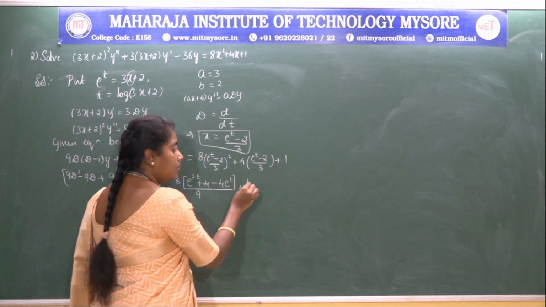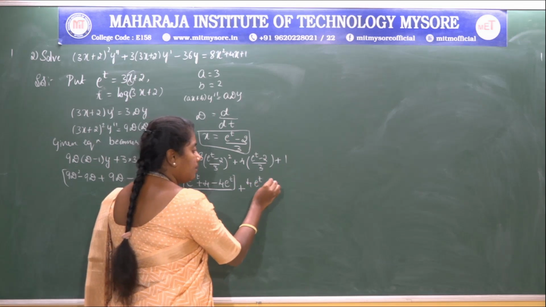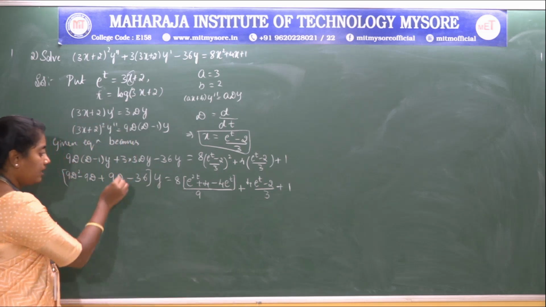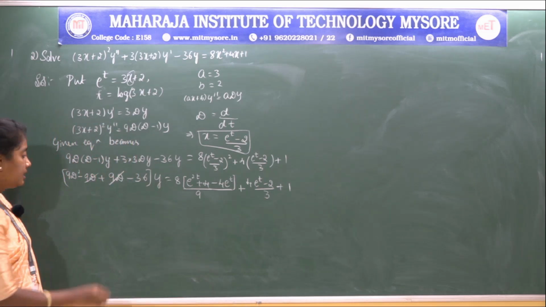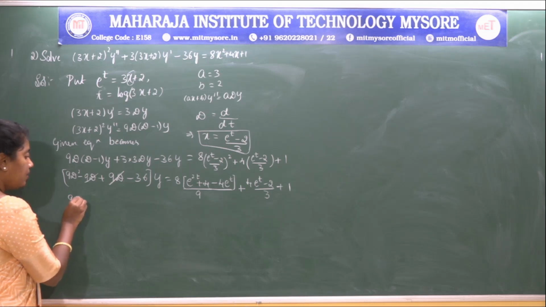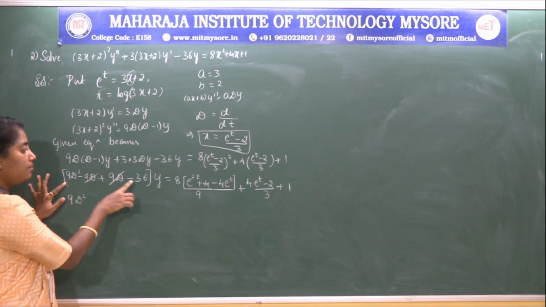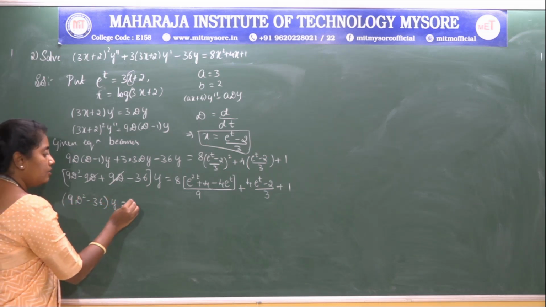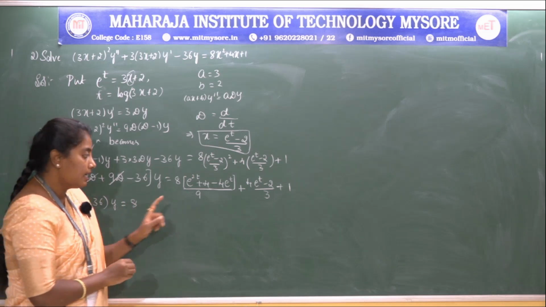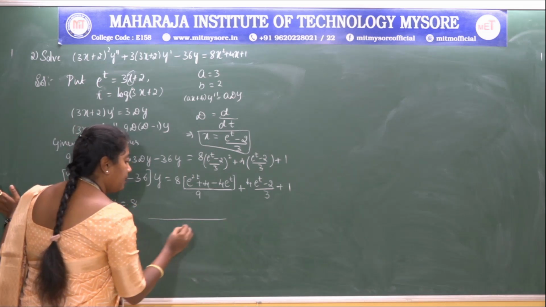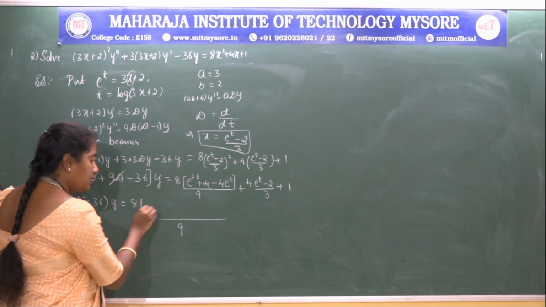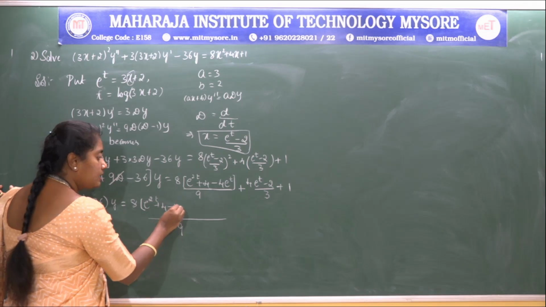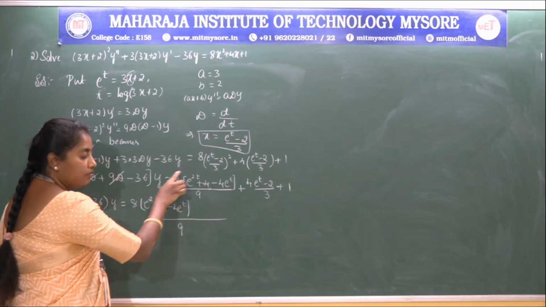In the second term, 4 e power of t minus 2 divided by 3 plus 1. Simplifying again, plus 9D minus 9D get cancelled, 9D square, again we have 9D square minus 36 here of y is equal to 8. On taking 9 as LCM here, whole divided by 9, remaining element is 8 into e power of 2t plus 4 minus 4 into e power of t. That is the first element.